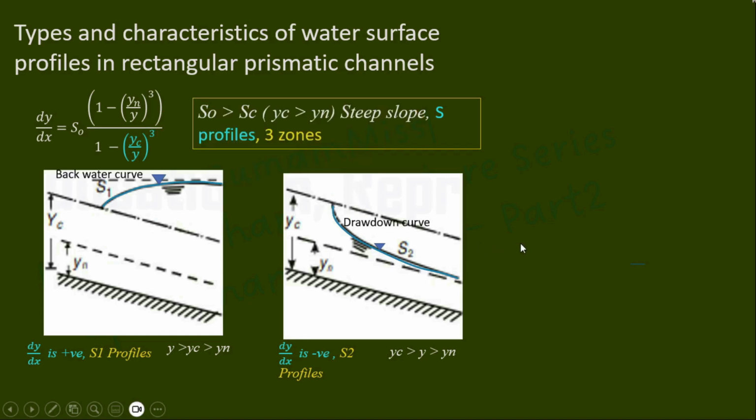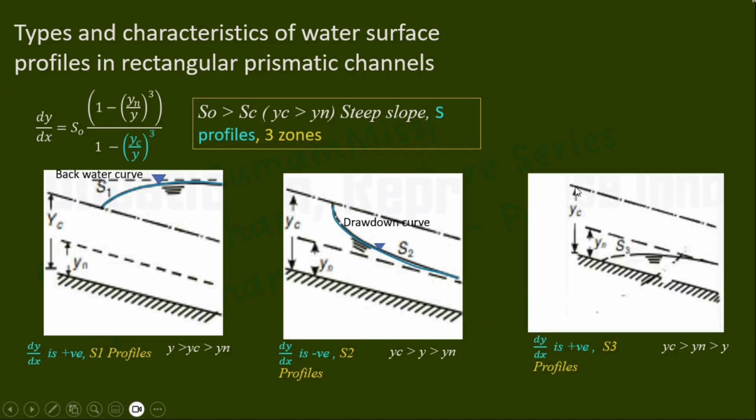Third case, the position of y is below yc and yn. Since it is a steep slope, yc is always higher than yn. So in this case dy/dx is positive. We can mark this yc line and yn line. Here our flow depth is starting from zone 3 and the flow depth is increasing in the direction of the flow, indicating that the S3 profile is a backwater curve.